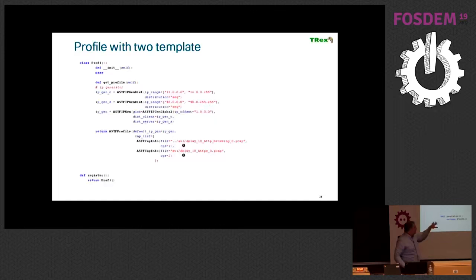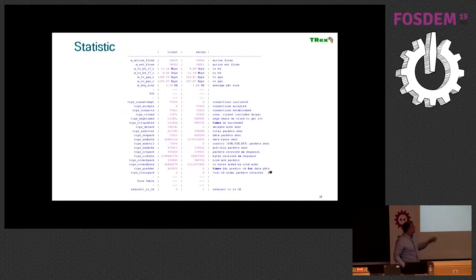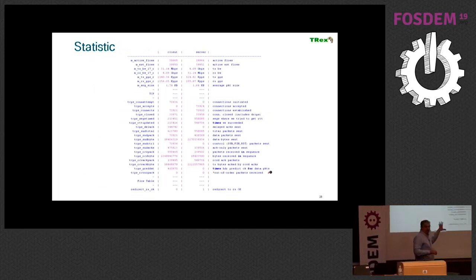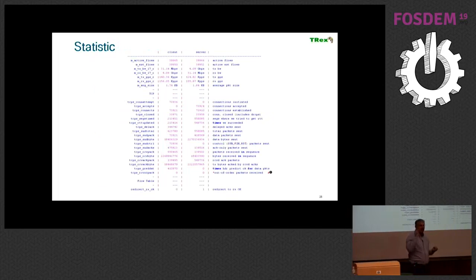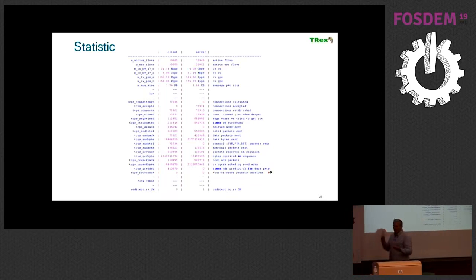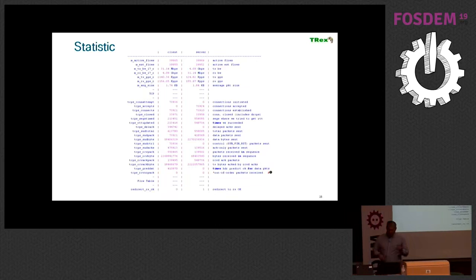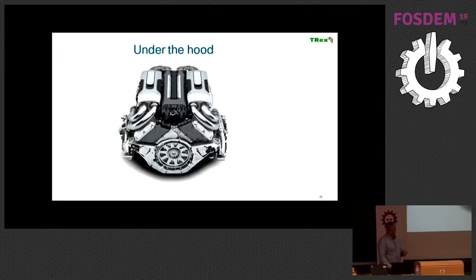This is an example with 2 templates. There is a ton of statistics. Statistics is the god here, right? We cannot miss even one packet. So you can take a JSON of all the counters from the TCP stack, from the flow table, from UDP, and from other layers of the traffic generator.